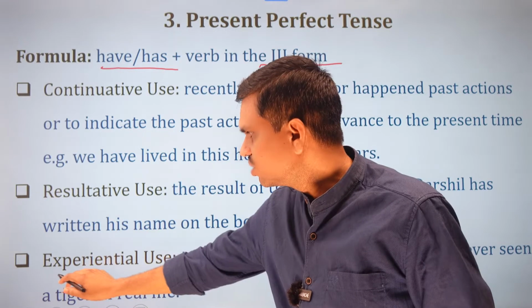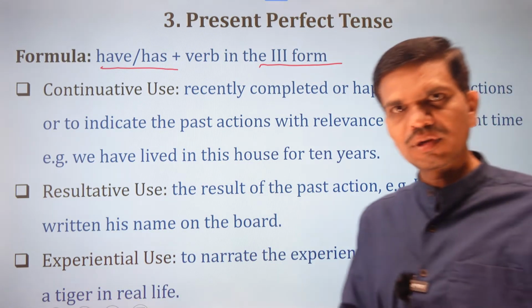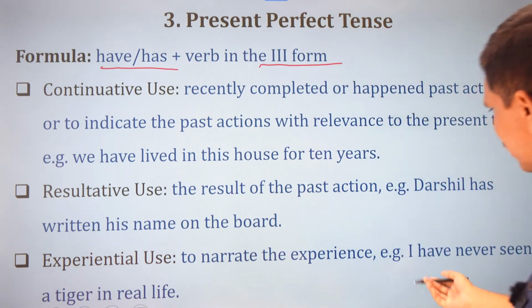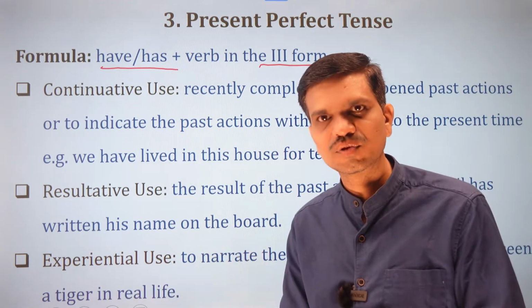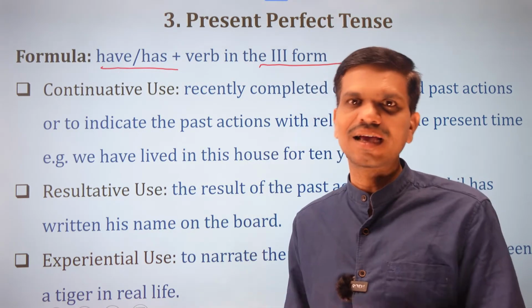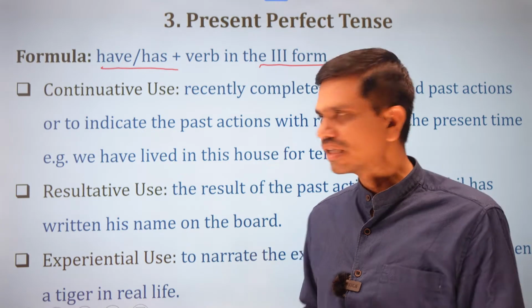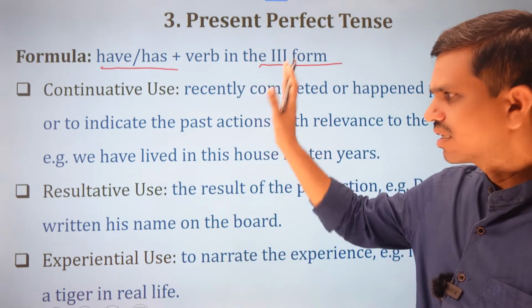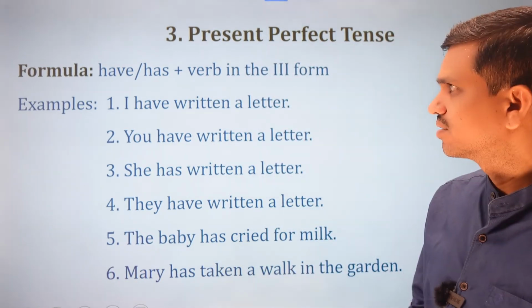Next use is experiential use, to narrate an experience in the past. For example, I have never seen a tiger in real life. This is an experience, and you can share this experience through present perfect tense. So let's see the examples of this present perfect tense.